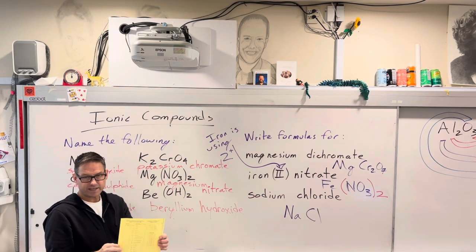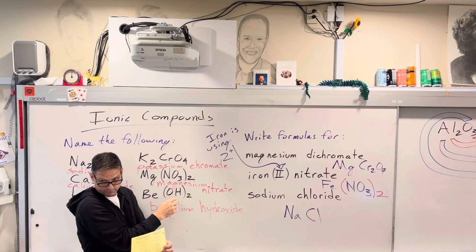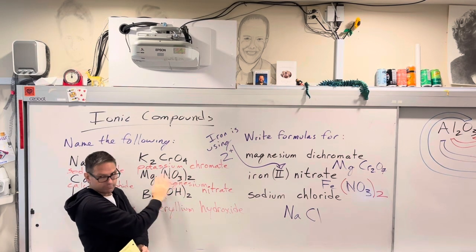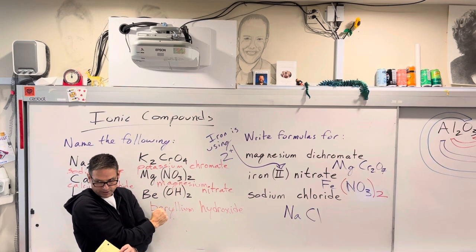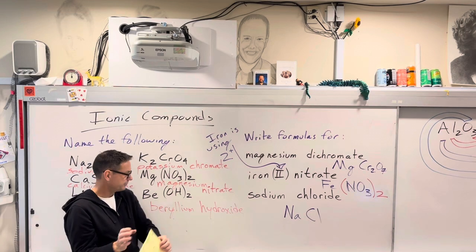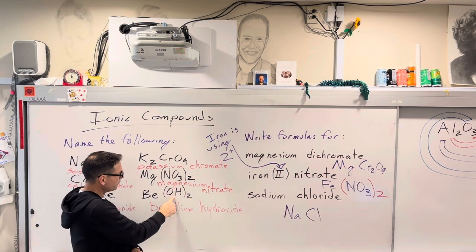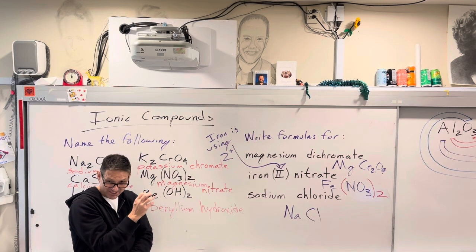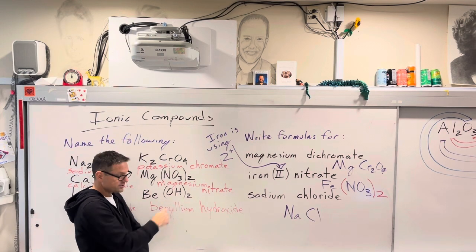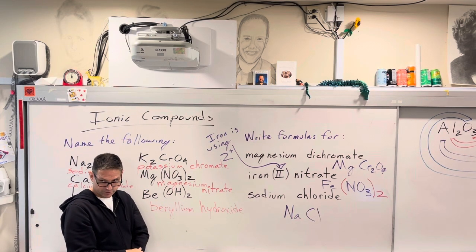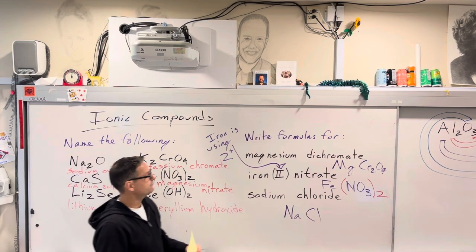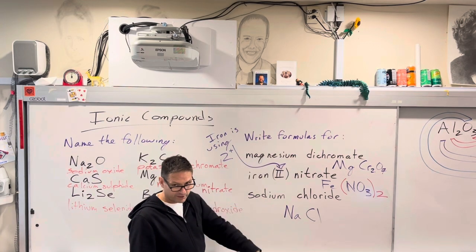Now on here it's just going to say NO3. It doesn't have the brackets with the 2. But that's okay because this NO3, there's 2 of them in this compound, but the NO3 is the polyatomic. So that's what you write. That's just the name of that polyatomic. This is magnesium nitrate. OH is an exception. It's a polyatomic, but it ends in IDE. OH is very common. All bases have hydroxide in them. So this is beryllium hydroxide. That's it.